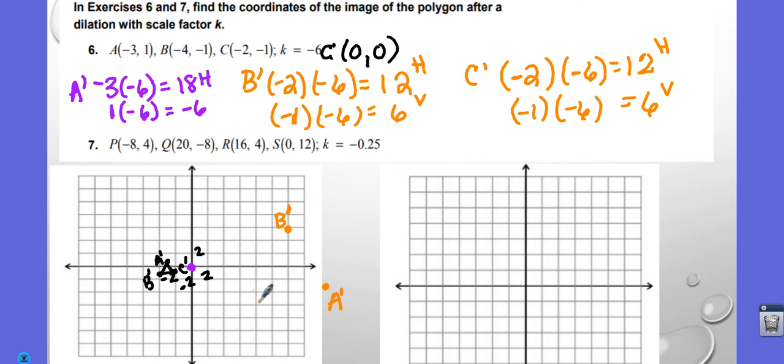Oh, I need to go fix my B prime. But anyway, that would be 6 and then up by 6 and 6. So this is my C prime.